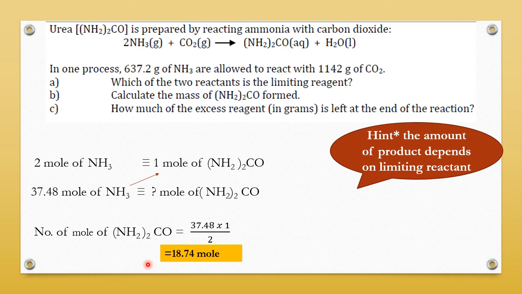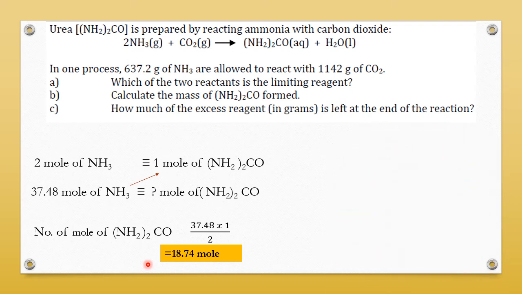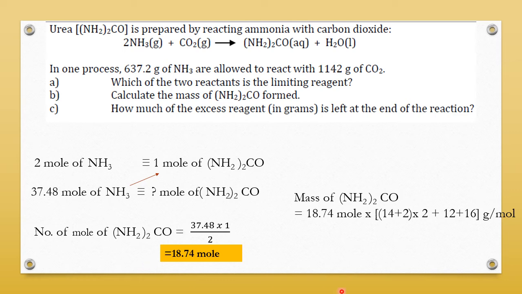So to find the mass, I will use the number of mole multiplied by the molar mass. So the mass of the urea produced is 1124.4 gram.